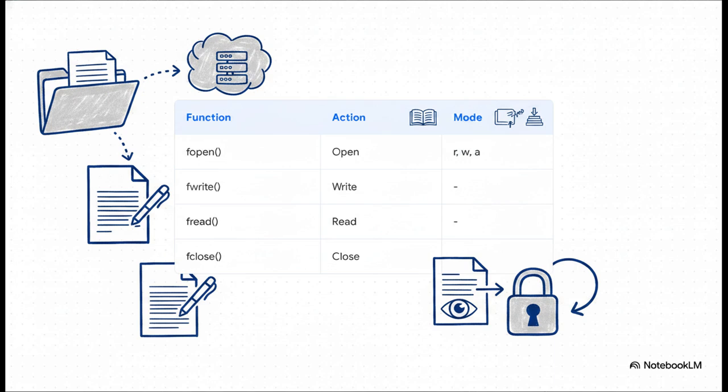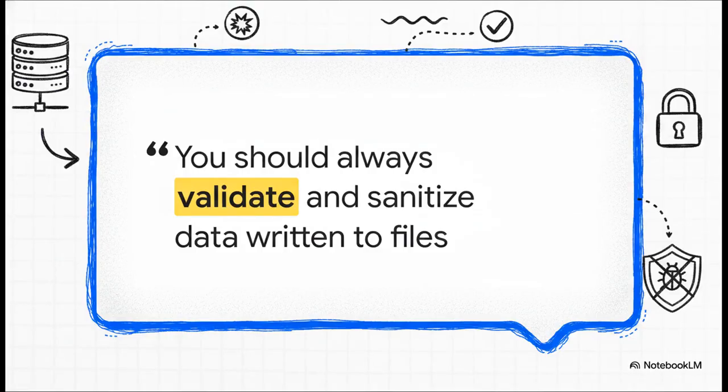We use the fopen function to open a file, and we have to tell it our access mode. Like, are we just reading it with an R? Are we writing totally fresh data with a W? Or are we appending new data to the end using an A? Once it's open, we use fwrite to write or fread to read. And then, and this is super important, we absolutely have to use fclose to safely close that file and free up the server's memory.